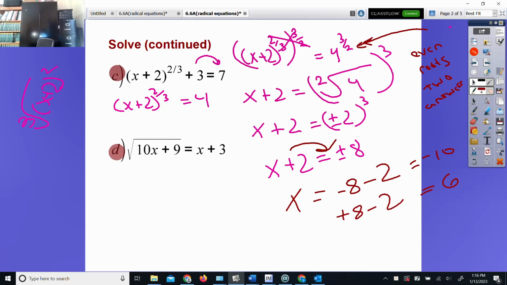Did you take an even root? Is that an even root? Yeah. What's that first slide say about even roots? The possibility of extraneous.